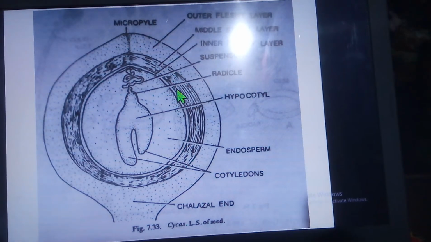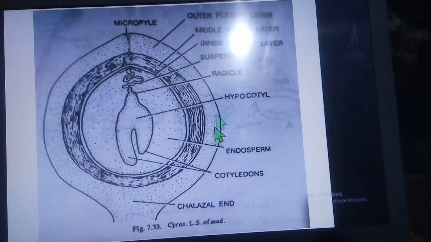Now, thus a mature seed of Cycas represents three generations. The testa or the seed coat, which is formed by the integument, represents the parent, that is the sporophytic generation, diploid. And the endosperm represents the second generation, that is the gametophytic generation.